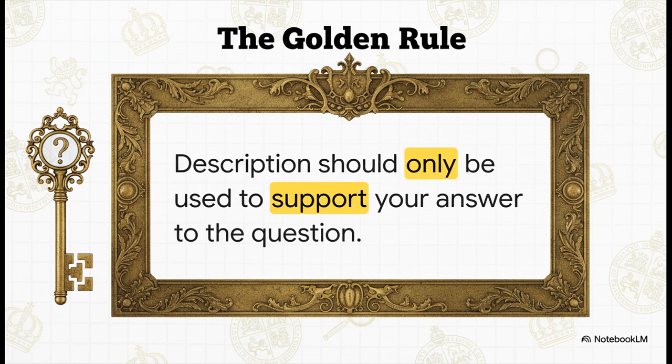So here it is, the golden rule. If you remember one thing, let it be this. Don't think about it as describing then answering. You need to think of it as answering by describing. Every single detail you mention has to have a purpose. It must be there to back up a speculation you're making or a comparison that's part of your main answer.